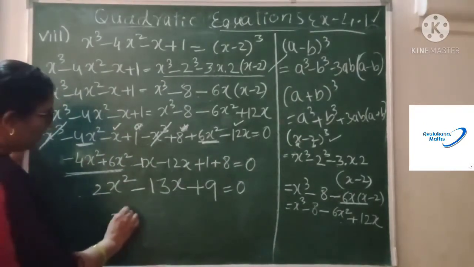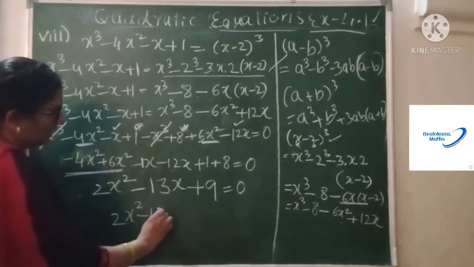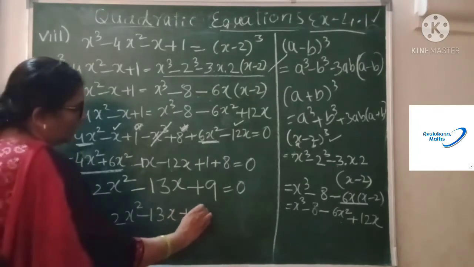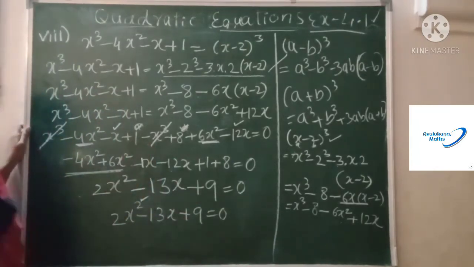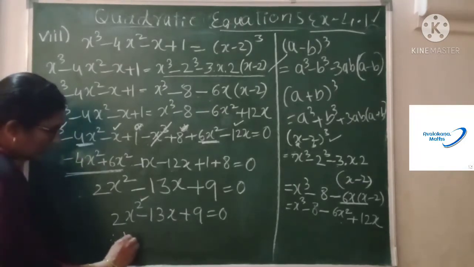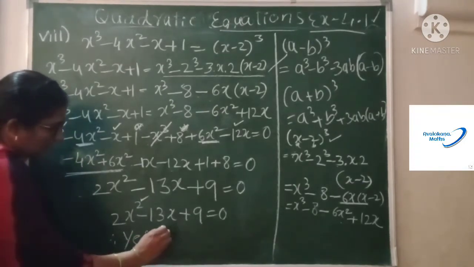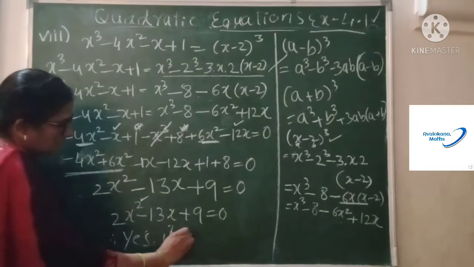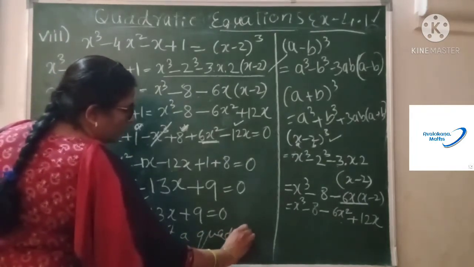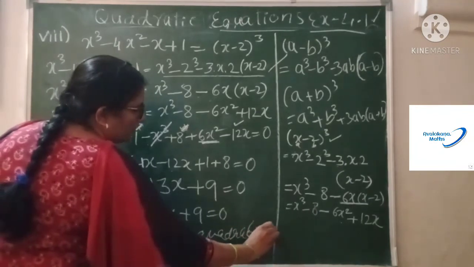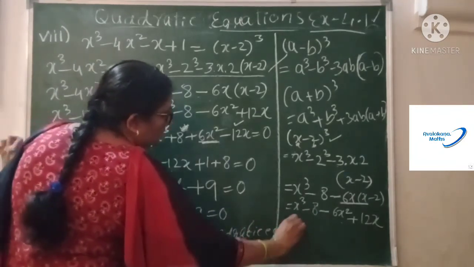Okay. So what do you have? 2x square minus 13x plus 9 equal to 0. You have got this one as a quadratic equation. Therefore you are writing here, yes, it is a quadratic equation, or the given equation is quadratic. This way you are going to solve all the sums.